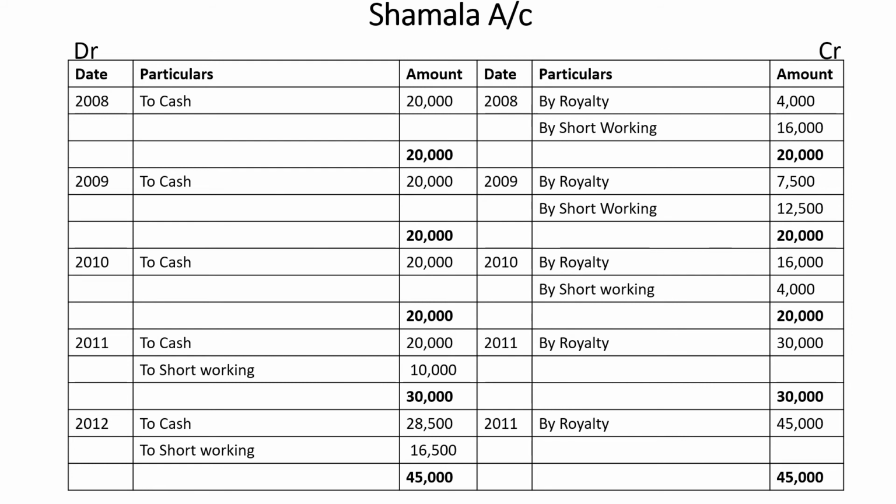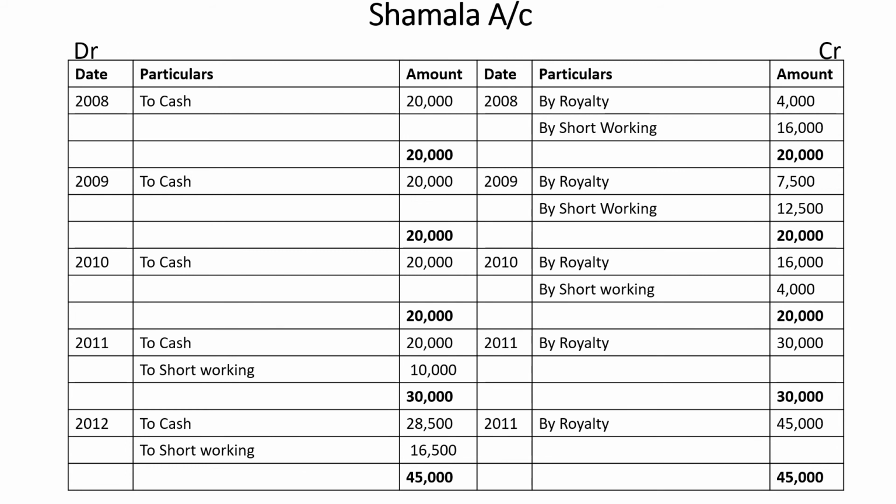Second year cash paid to Shamula is rupees 20,000, a combination of royalty and short working. Royalty is 7,500 and short working is 12,500. In the third year, we have cash of rupees 20,000. It is a combination of royalty and short working. Royalty is rupees 16,000 and short working is 4,000.